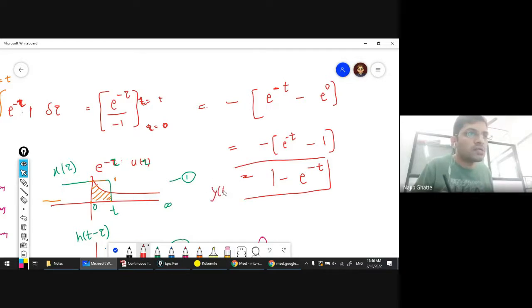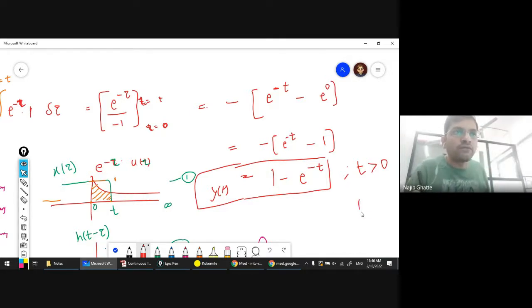Yes sir, understood. How did I get it? And this is only for t greater than 0. Because for t less than 0, what is the answer, sir? 0. And for t less than 0, the answer is equal to 0. Convolution sum is over. Did you understand or not?